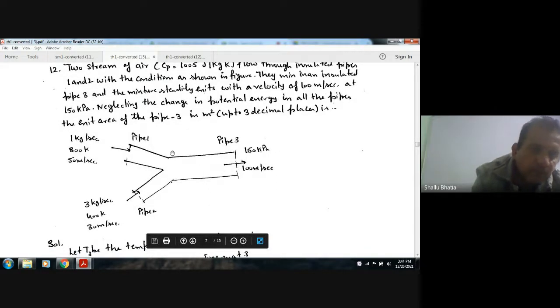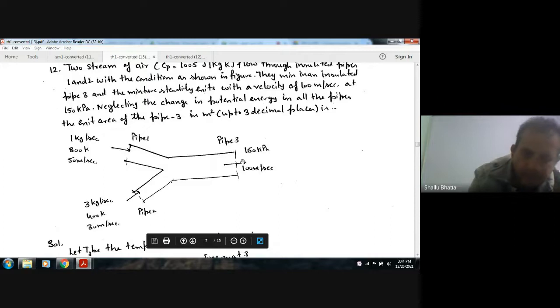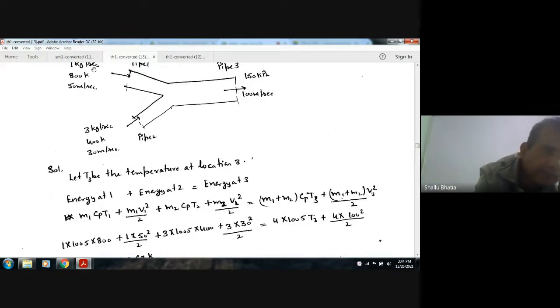Now the mass entering in pipe 1 has heat energy due to its temperature, and with its velocity it has kinetic energy. Similarly, the mass entering in pipe 2 will have this heat energy and this kinetic energy. And the mass leaving will have some energy. We'll find that. The total mass leaving will be 1 kg plus 3 kg.